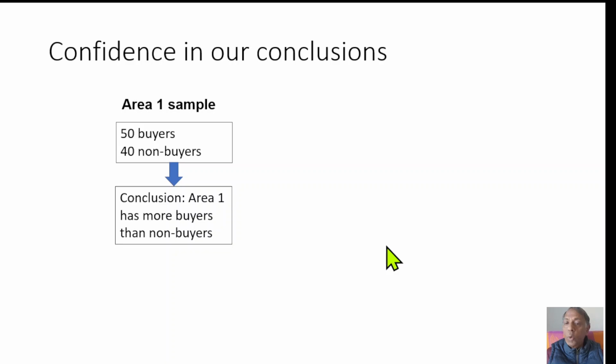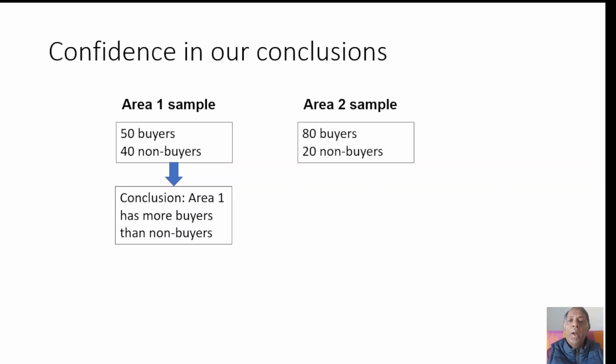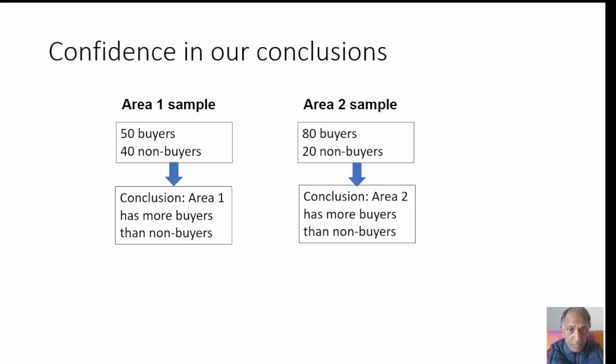Of course, this is only based on a sample. We are looking at only 90 people. There may be 20,000 people in that area. The only way we'll really find out whether it has more buyers or non-buyers is to talk to all the 20,000 people. We cannot do that. So we are making a conclusion based on a small sample. In area 2, it turned out we looked at 100 people and 80 of them turned out to be buyers. So which of the two surveys would we have more confidence in?